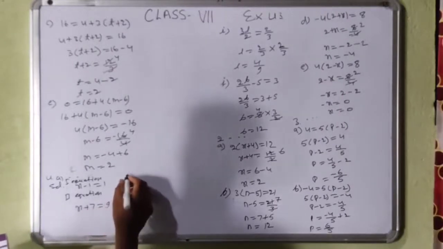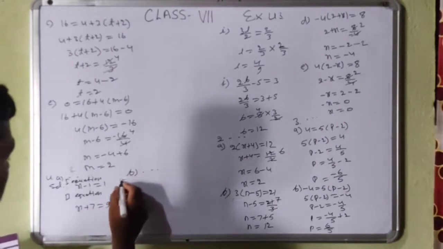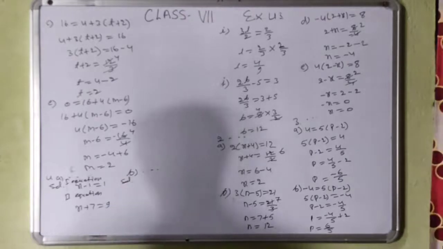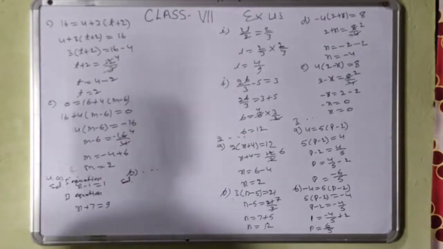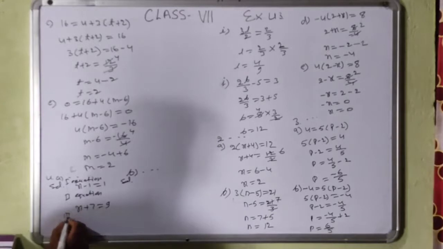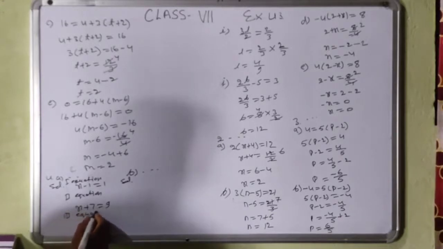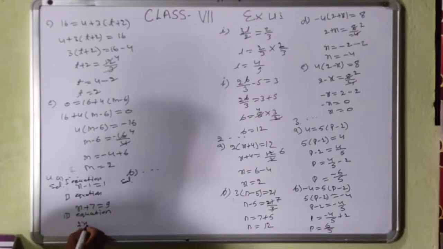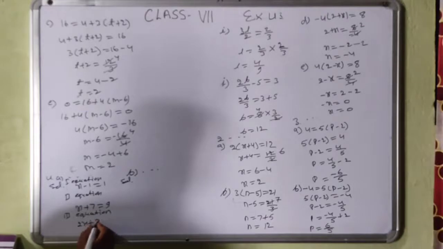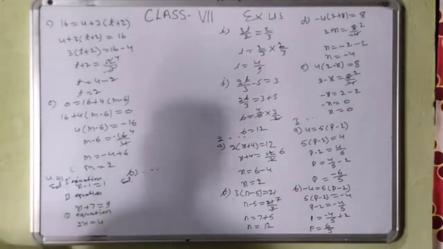And then B part, solution. Now x is equal to, that 3 equations are there. So third equation, so that will be 2x, or you can write 2x is equal to 4, that answer is 2, 2 2s are 4.